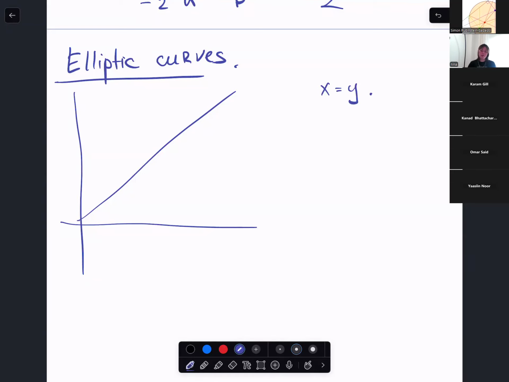If you want to understand the set of all rational points on a line, that is very easy to do. The set of rational points on a line is a over b, where a and b are in N, right? So we can completely parameterize the entire set of points on this line.